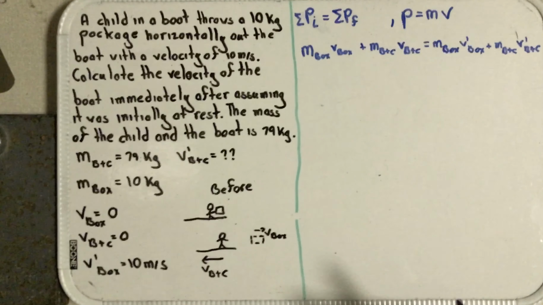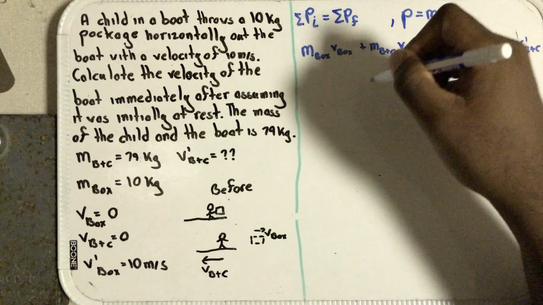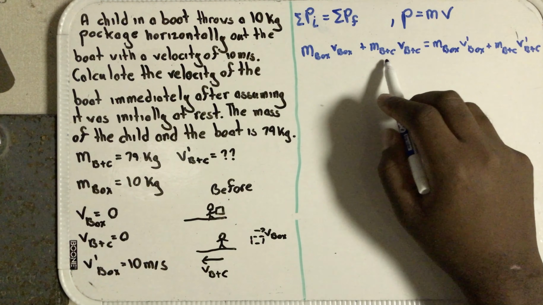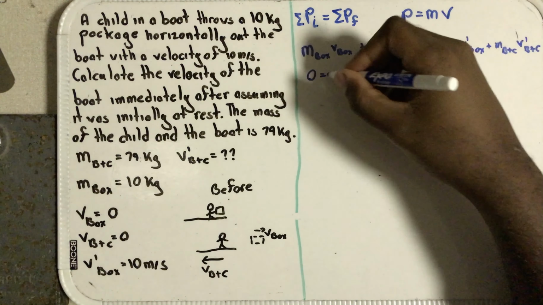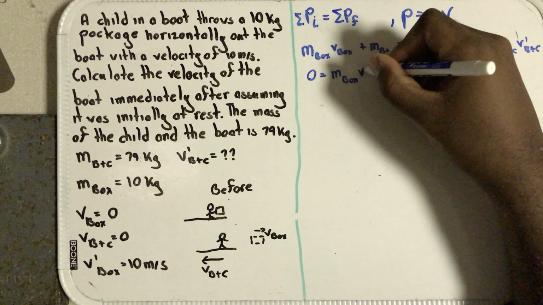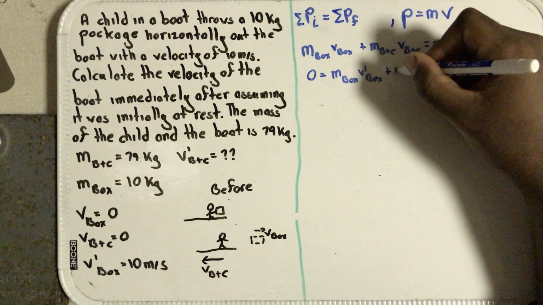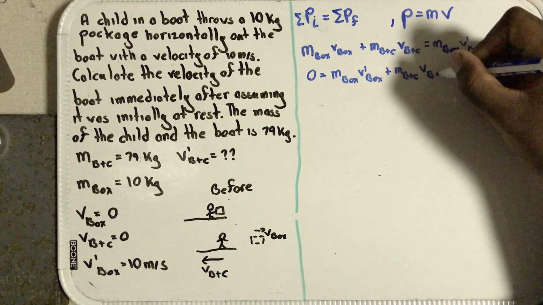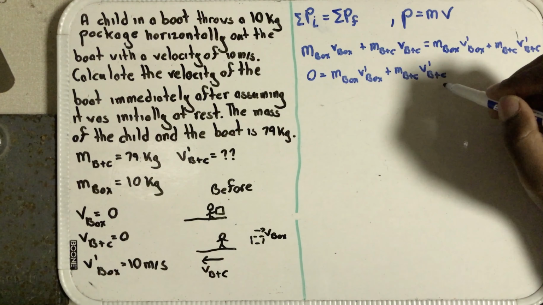They're moving with the same velocity. So if one is at rest at the beginning, without any further information, we can conclude that the entire thing is at rest. So this goes to zero, because the mass here times zero plus the mass here times zero means that this entire thing is equal to zero. So now we're just left with the mass of the box times the final velocity of the box plus the mass of the box plus the child times the final velocity of the box plus the child. And this is what I want to find.